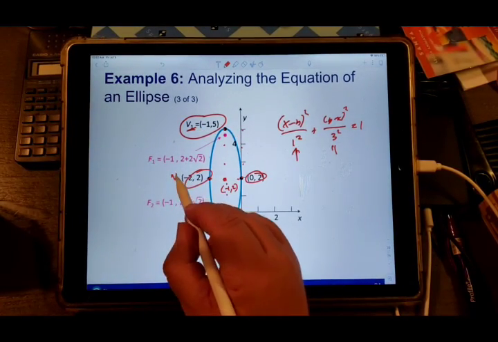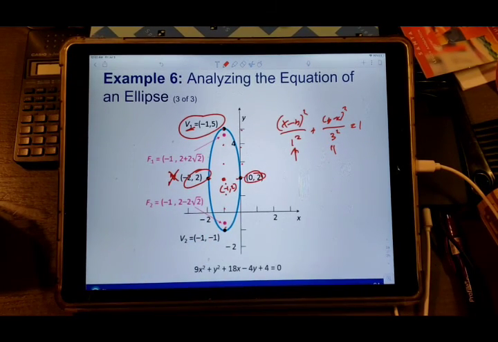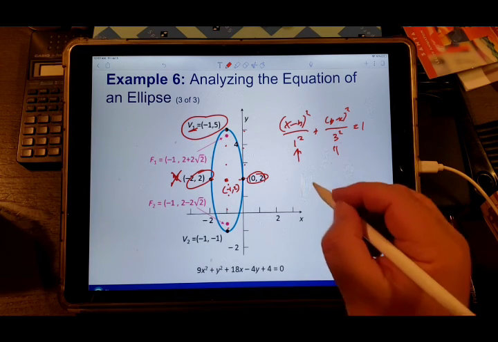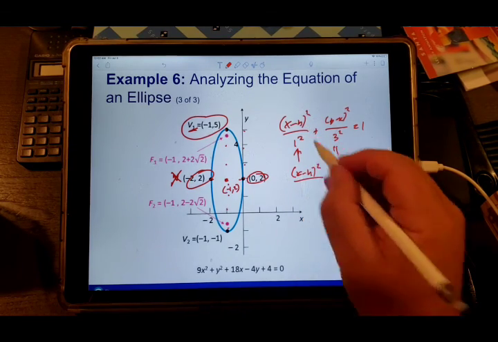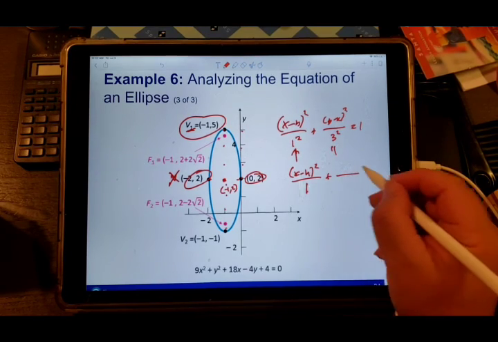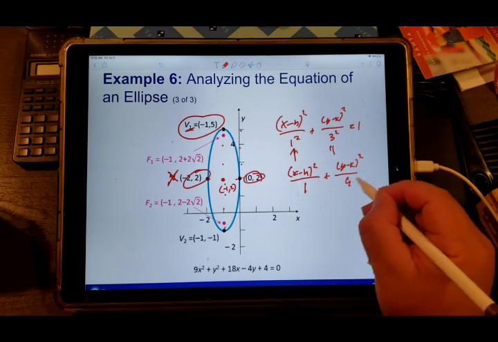These aren't vertices. They're just interesting points. Actually, sometimes they're called the minor vertices, but our book doesn't use that. All right, the foci. Well, remember this was x minus h squared. I'm calling it x minus h squared because I don't really need the actual numbers here.